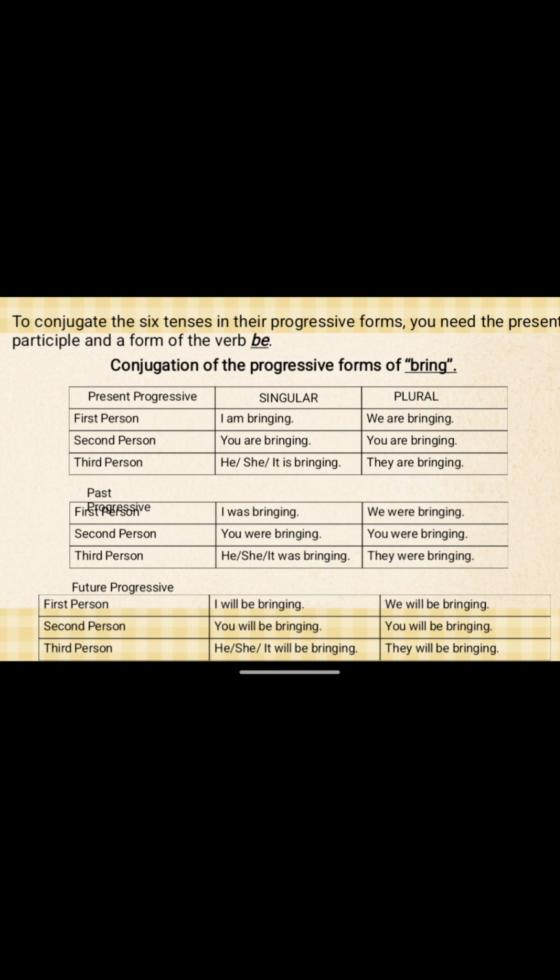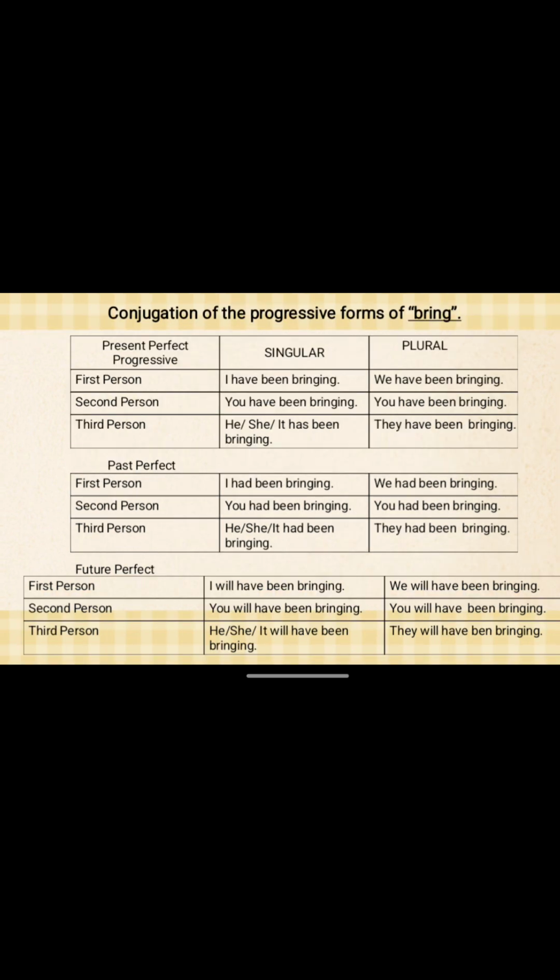So the first person, I will be bringing. Second person, you will be bringing. Third person, he, she, it will be bringing. So in the plural, we will be bringing, you will be bringing, they will be bringing. So the last tenses in conjugation are the present perfect progressive, past perfect progressive, and future perfect progressive.